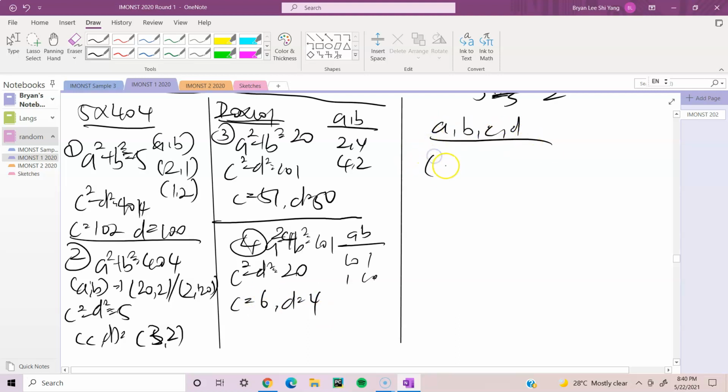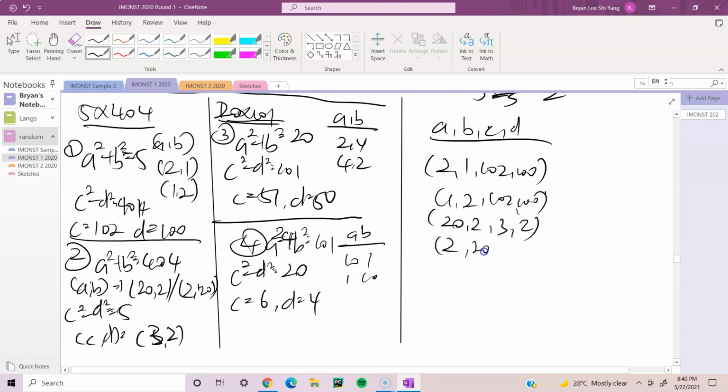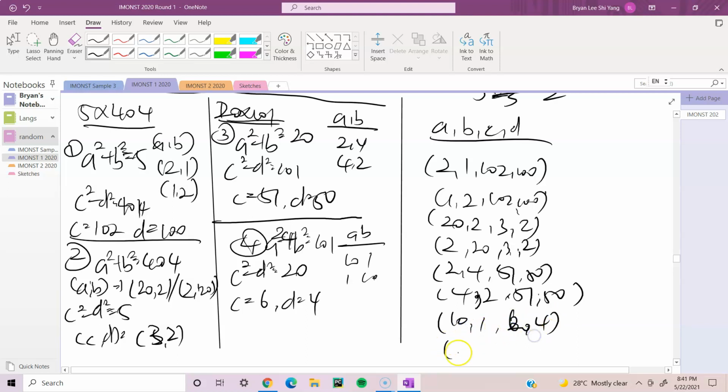So we would have 2, 1, 102, 100, and 1, 2, 102, 100. And then the next ones are 22, 2, 3, 2 and 2, 22, 3, 2. Then the fifth one would be 2, 4, 51, 50, and 4, 2, 51, 50. And then the last two would be 10, 1, 6, 4, and then the last one will be 1, 10, 6, 4. So as you count, there are only 8 in total, as you can see here.